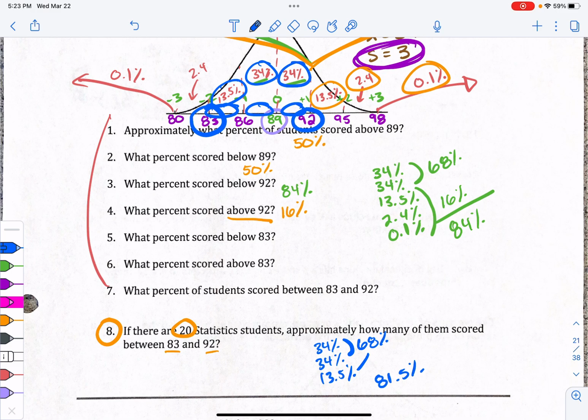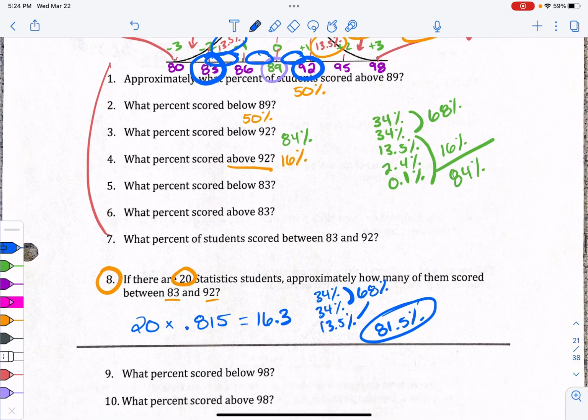Okay, so they don't want us to just stop at the 81.5%. They're saying if there's 20 students total, how many students would that be if 81.5% live between there? So to do that, if 20 is the total in my class, I'm going to take that times 0.815 because that's what it would be as a decimal. Okay, so 20 times 0.815, and I get 16.3 students.